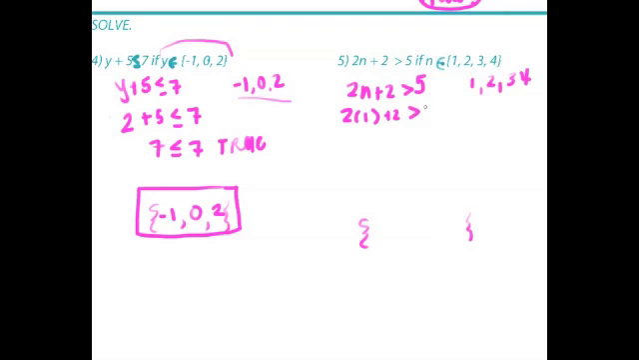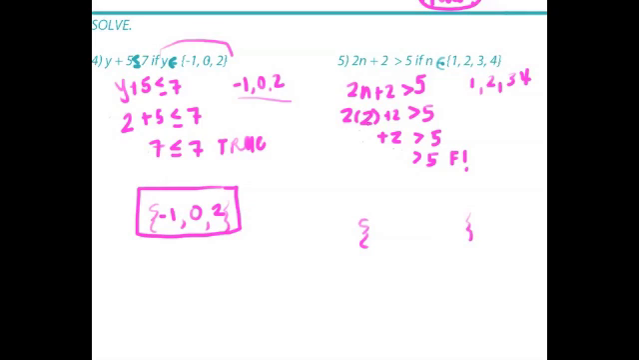2 times 1 plus 2 is greater than 5. I have 2 plus 2, so 4 is greater than 5. True or false? That's false. 4 is definitely not greater than 5, so I don't need to put 1 in my final solution set. Let's erase this and keep going down the line. My next number to test is 2, so I put 2 in there.